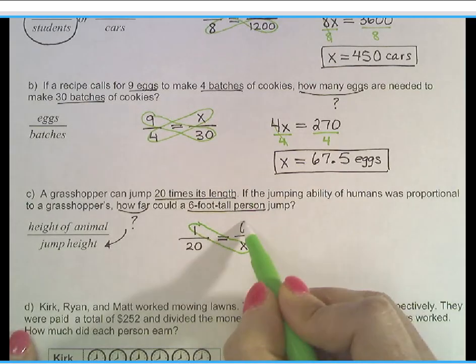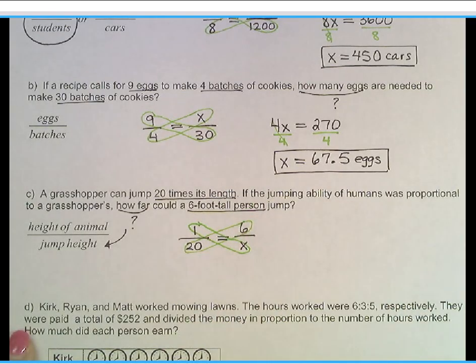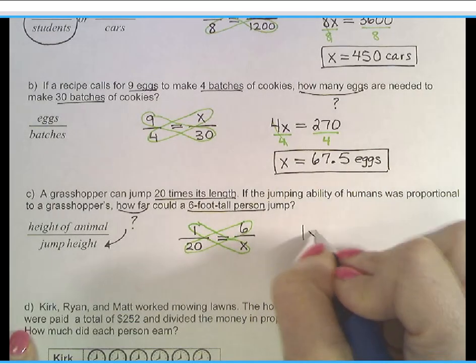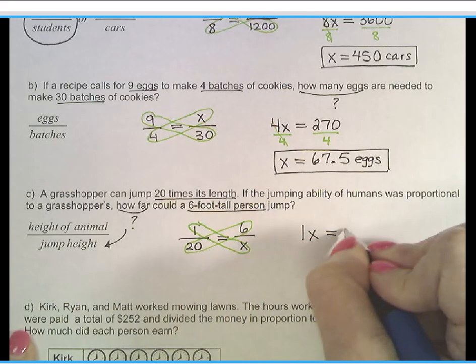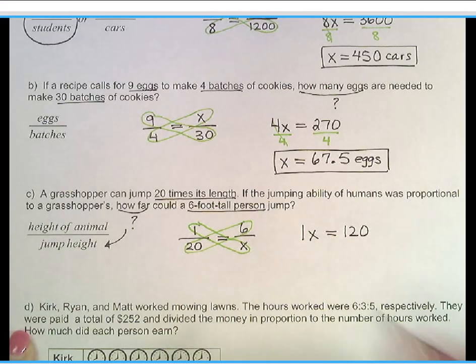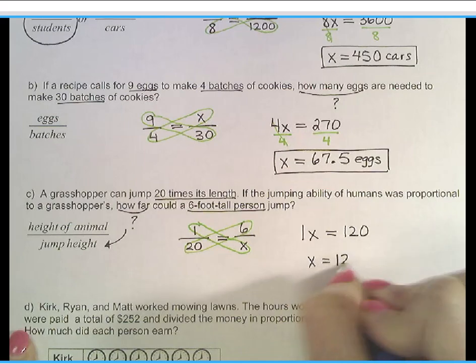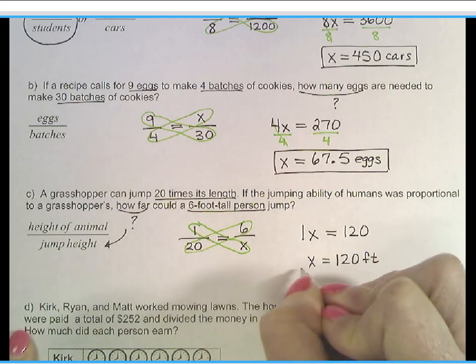That's going to be one diagonal. This is going to be the other one. So we have 1x, which you don't really have to write the 1, equals 6 times 20. So actually there's nothing to solve here. That would be 120 feet.